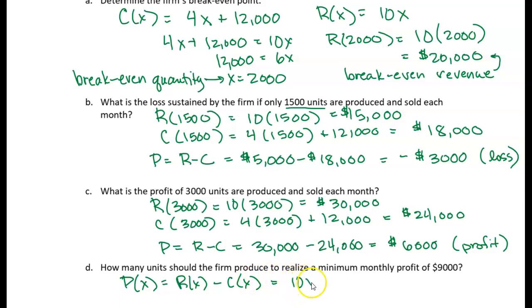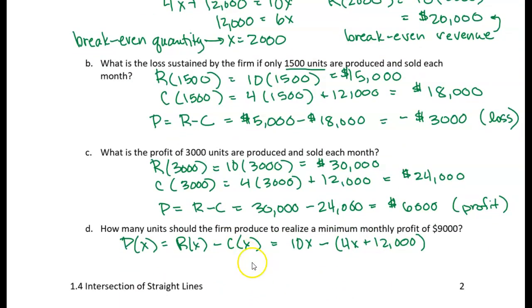So we have 10x minus this whole quantity, 4x plus 12,000. Okay, can't forget the parentheses, because we're subtracting this whole thing, the whole cost function. So we have to distribute that minus sign. When we do that, we can make this into a plus and then change the signs in here, make them both negative. So then we have 10x plus a negative 4x gives us 6x, and then minus $12,000.